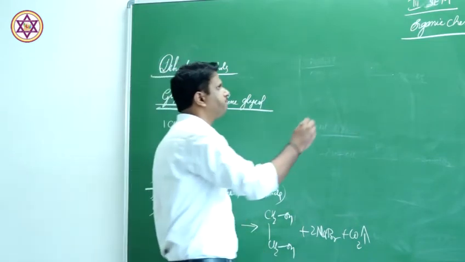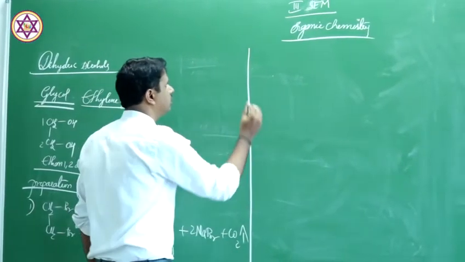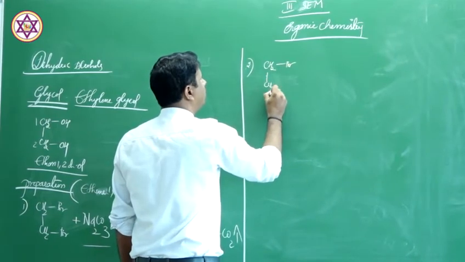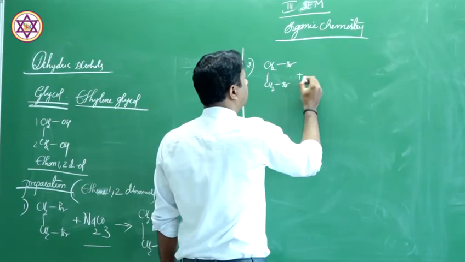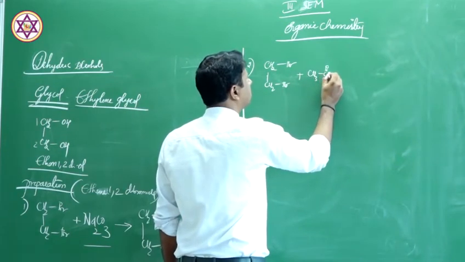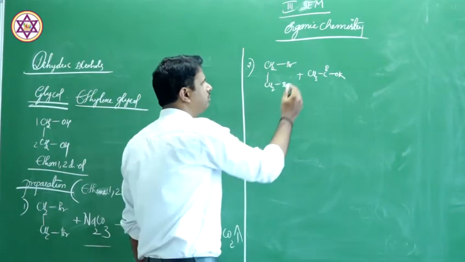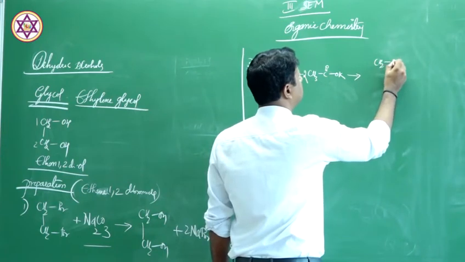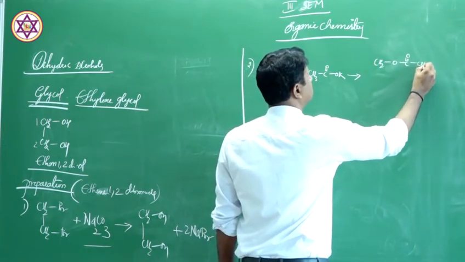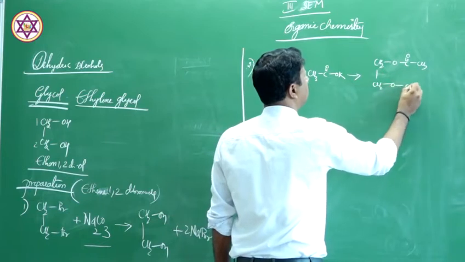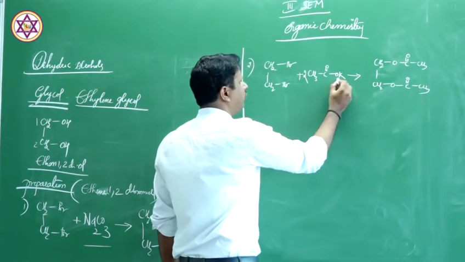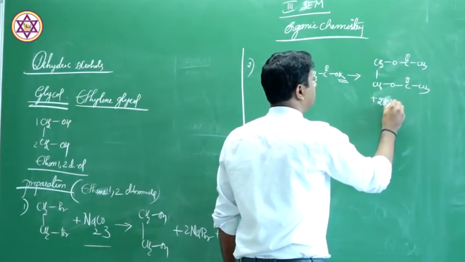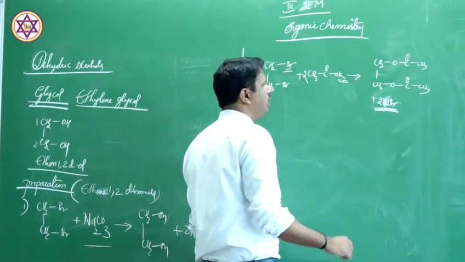The other method will be the second method. You take the same 1,2 dibromoethane and you react this with potassium acetate. You react with potassium acetate. So you are going to get this intermediate compound, CH2OCOCH3, CH2OCOCH3, and the potassium and bromine will go. So you write 2 KBr. Potassium bromide will be removed.